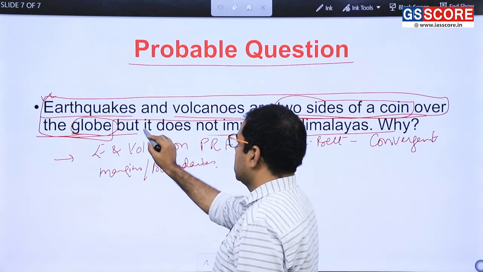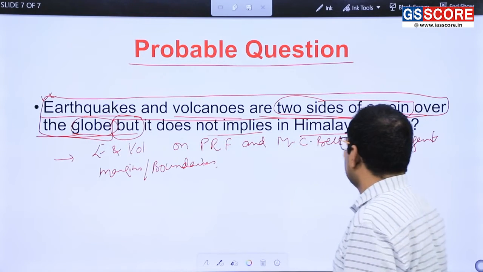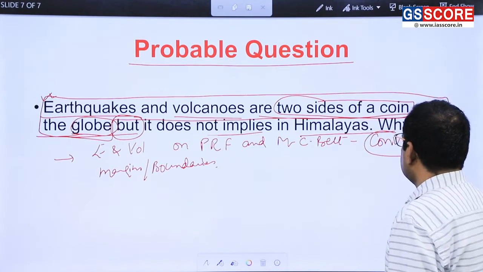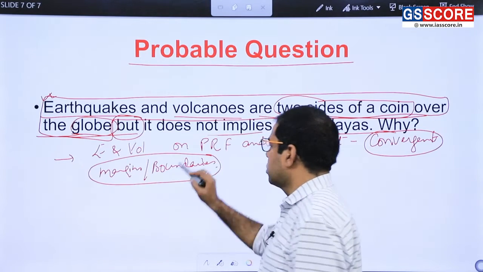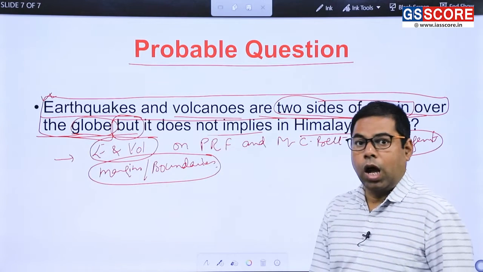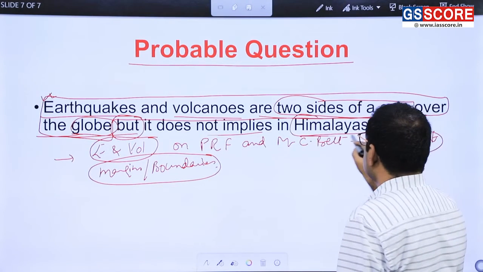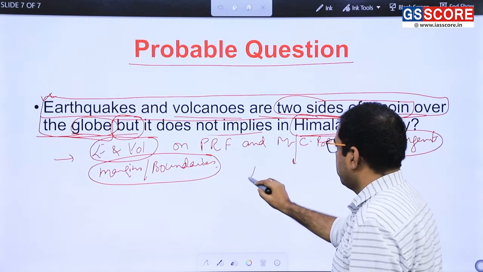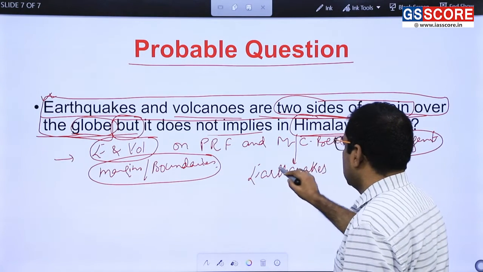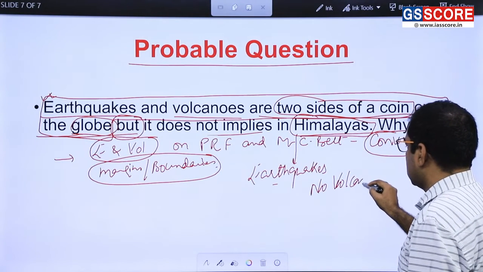The second part is where there is a question on it. It does not imply in the Himalayas. The question is saying the same convergent margin is there at this location in the Himalayas, but earthquakes and volcanoes are not together, or not in the same location. Why? Because in the Himalayas we observe frequent earthquakes, right? But no volcanic eruption.